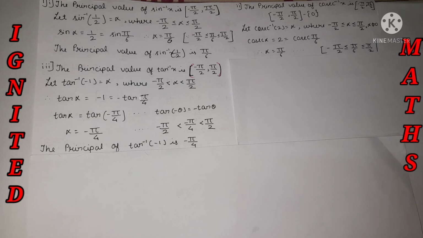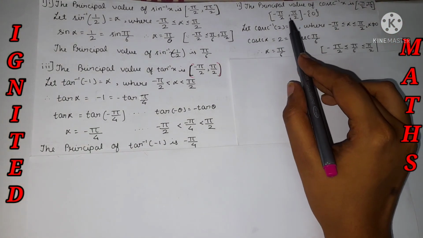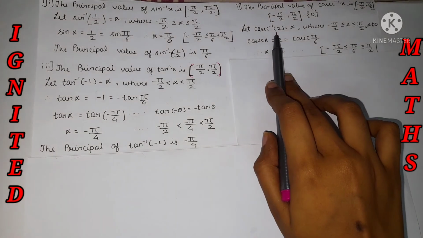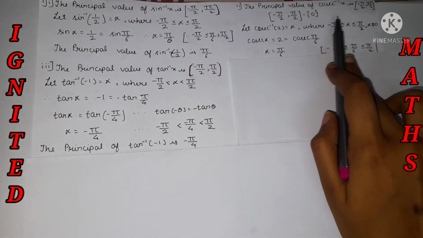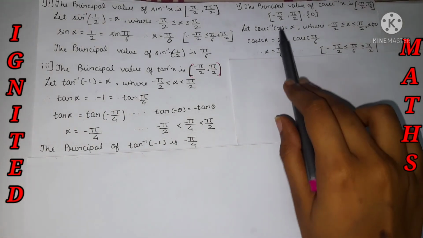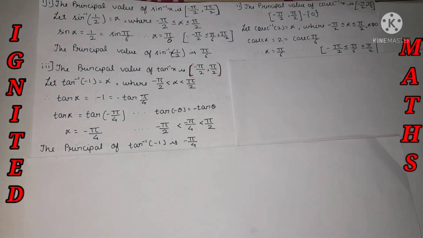So cosec inverse of x, we need to find the principal value of it. The range of cosec inverse of x is minus pi by 2 to pi by 2, in the closed interval, excluding 0. Okay, so we need to find the cosec inverse of 2. Let's represent it as alpha. It should be lying between minus pi by 2 and plus pi by 2. So cosec alpha is equal to 2. 2 is nothing but cosec of pi by 6. So alpha is equal to pi by 6, which is lying between minus pi by 2 and pi by 2. So the principal value is pi by 6.